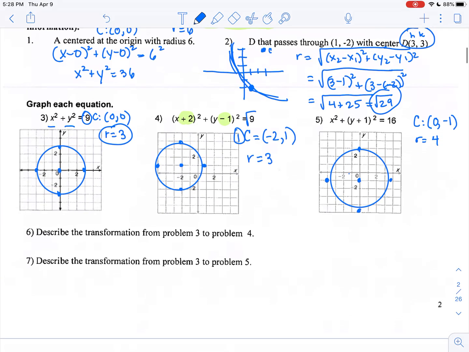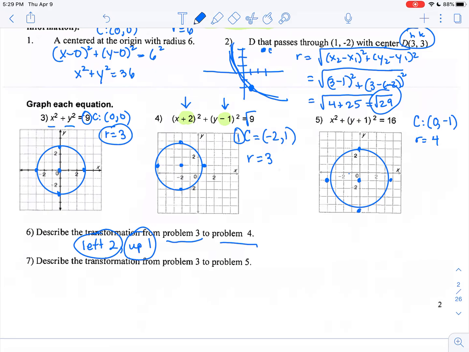So just to answer 6 and 7 with you guys, it asks me to describe the transformation that occurred from problem 3 to problem 4. Since the radius is the same for both circles, the same size, what happened was that we shifted the circle. You can use the center as a bearing to figure out where it moved. It looks like we went left 2 and then up 1. Notice the signs associated with left 2, up 1 also reflect the values of h and k.